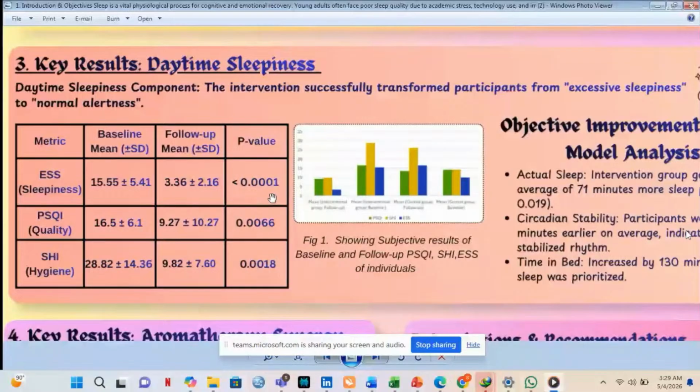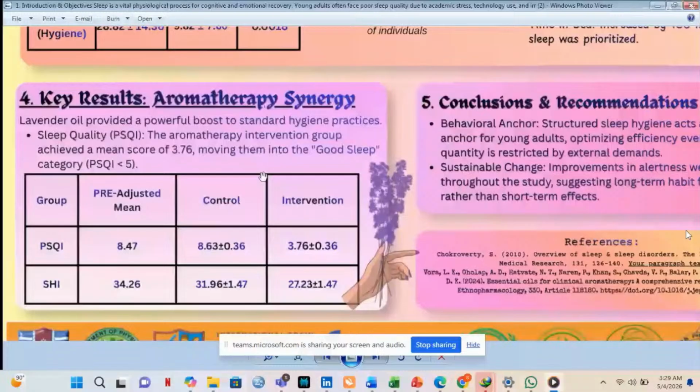Let's move towards the results of aromatherapy. Here, the individuals who followed aromatherapy first reported, before following any intervention, a mean PSQI score of 8.47. And after following the intervention, it turned into 3.76. While the SHI score was 34.26, after following the intervention, it turned into 27.23. A PSQI score lesser than 5 lies in the category of good sleep quality. Here you can see individuals reported a mean of 3.76, which lies in good quality sleep.